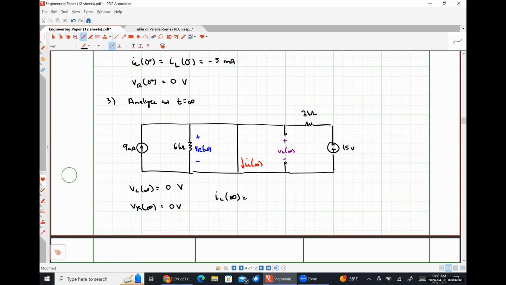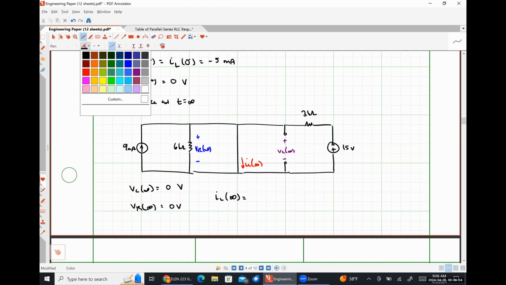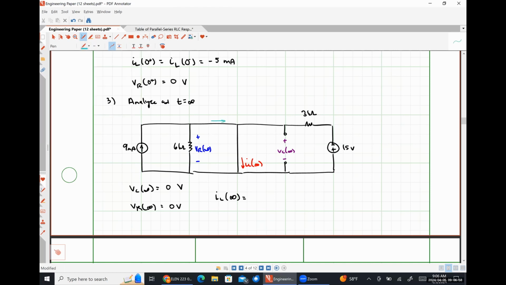Anybody have any thoughts on this guy? Yep. So we have 9 milliamps flowing in this way from our source. And then we have negative 5 milliamps flowing in this way from our voltage source, right? So adding those together gives us 4 milliamps.